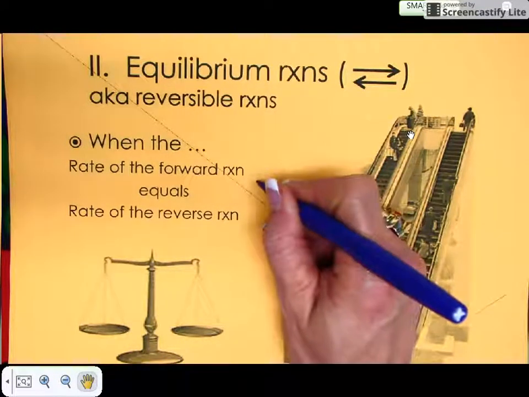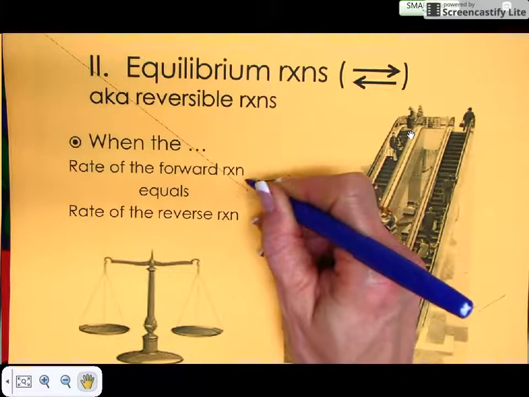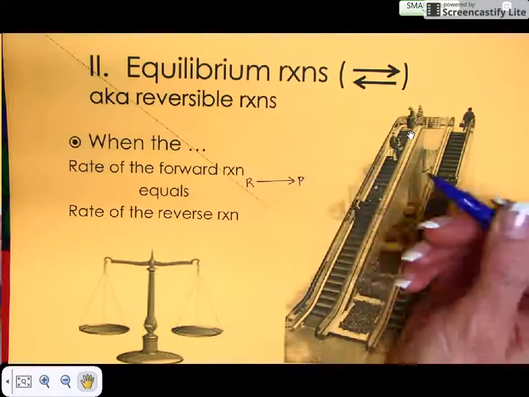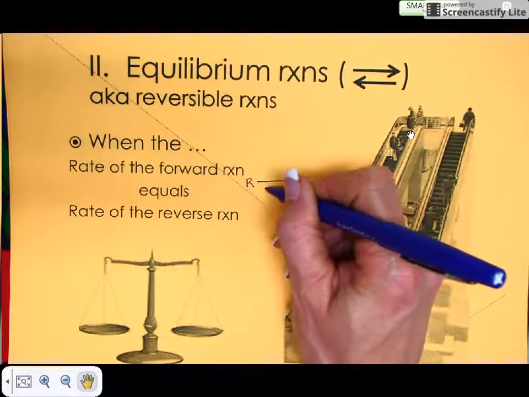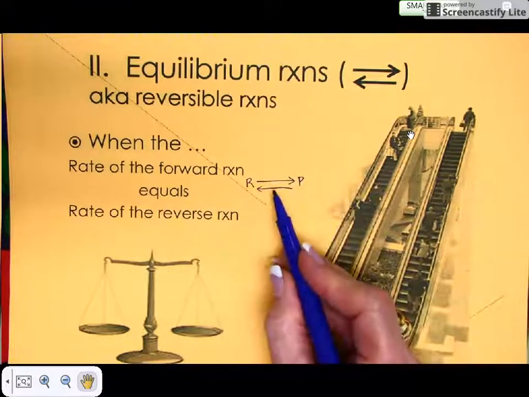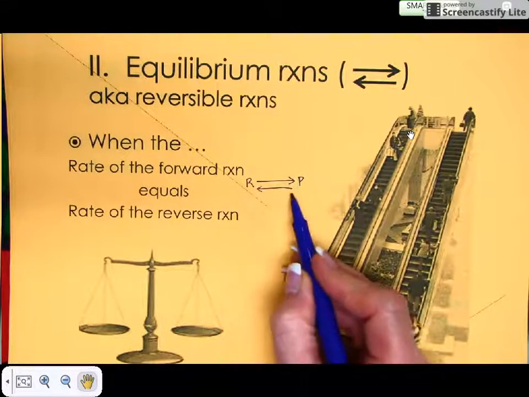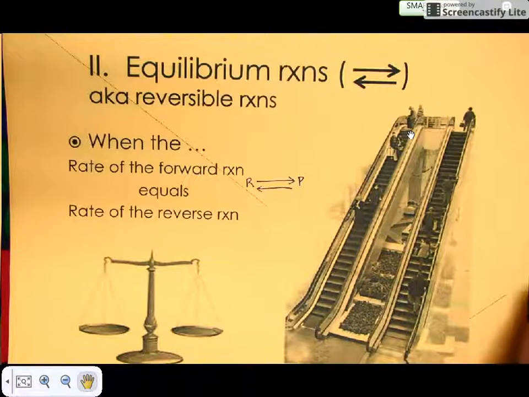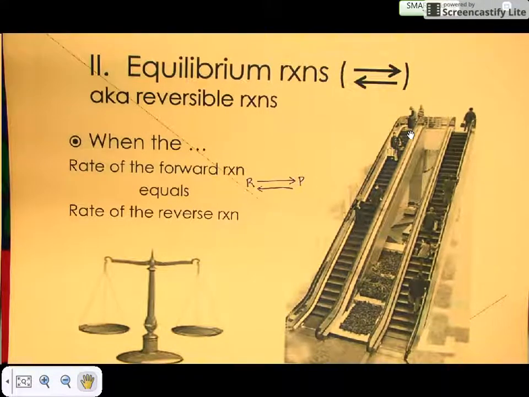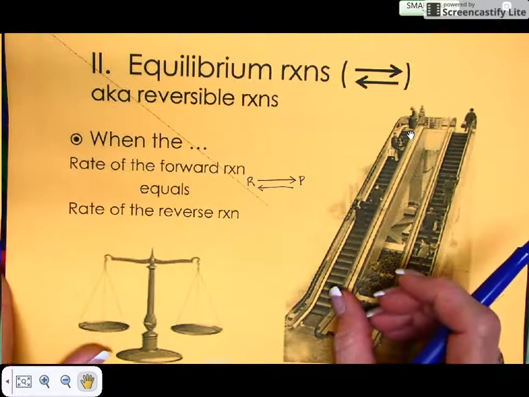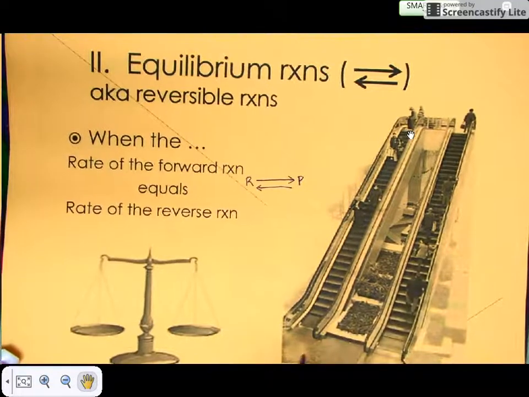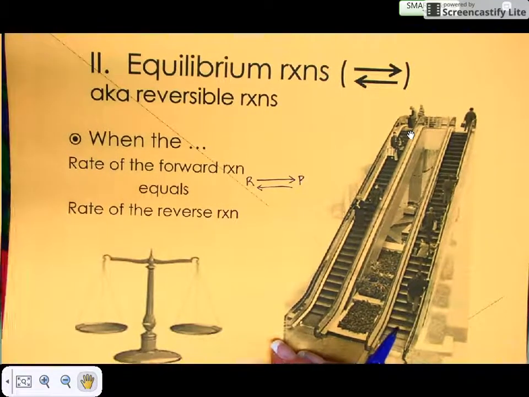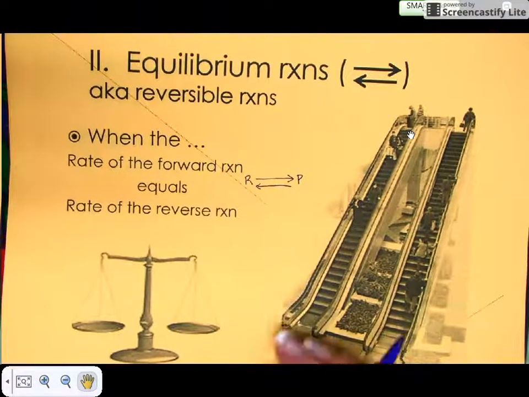So when the rate of the forward reaction, as you have your reactants forming your products, at some point in time during the reaction, the products can start to build up and reform your reactants. So when the rates of the forward reaction and the reverse reaction are equal, that's when you have chemical equilibrium, and that's a super stable condition. Most systems, if you leave them alone, they will eventually reach equilibrium because all nature, all reactions want to be stable, and equilibrium is a very stable situation.